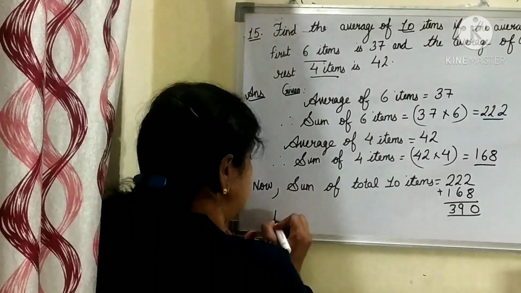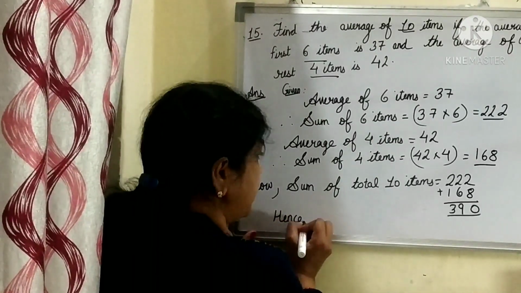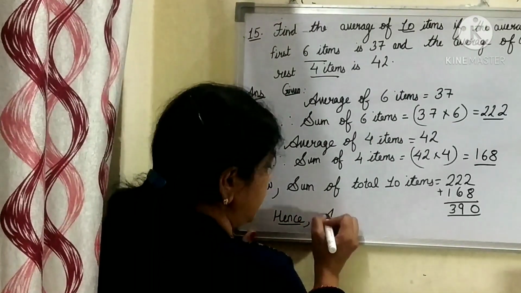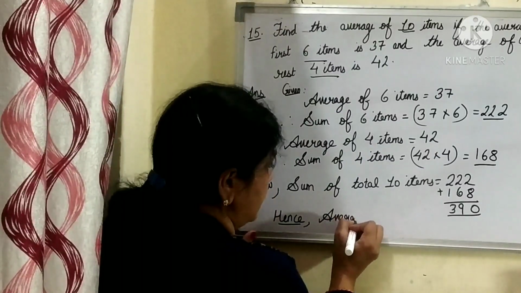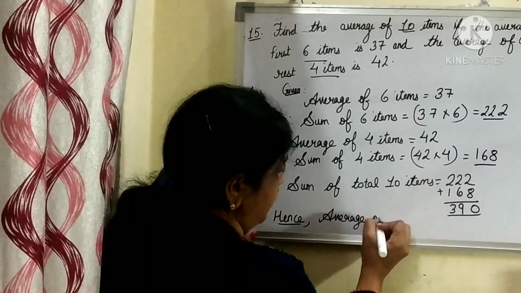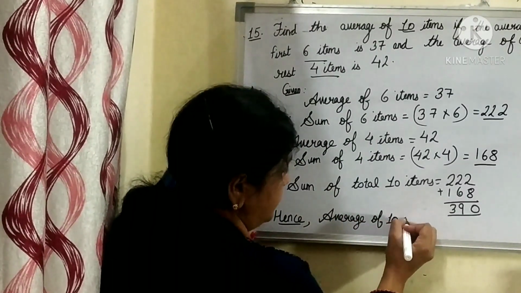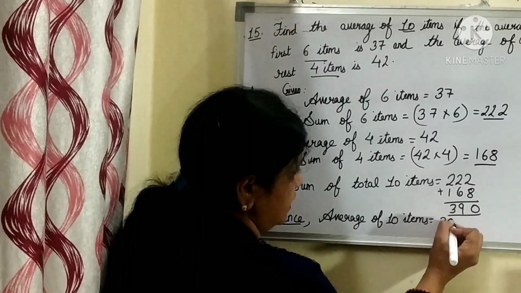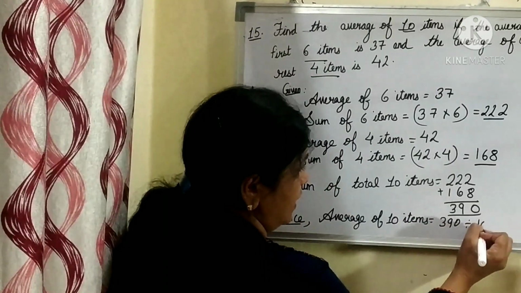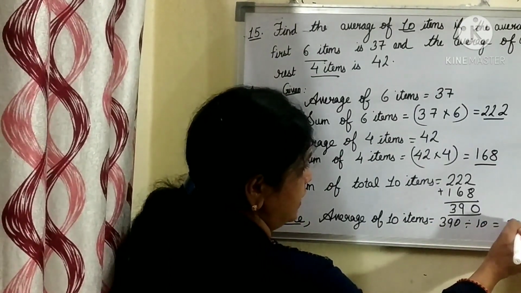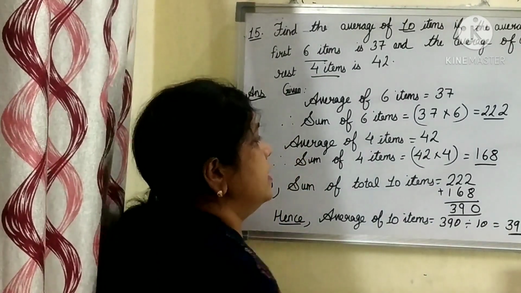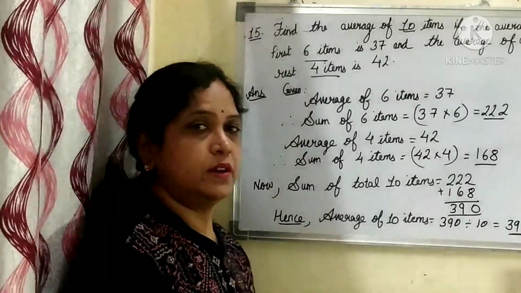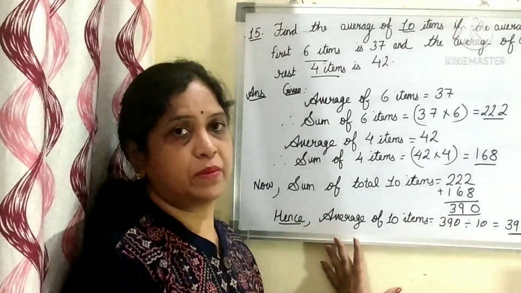Okay. Hence, we know the sum of 10 items. So we have to find here the average of 10 items. Hence, average of 10 items will be equal to 390 divided by 10, and it comes out to be 39. Okay. In this way we are going to solve question number 15. This completes your chapter on average.